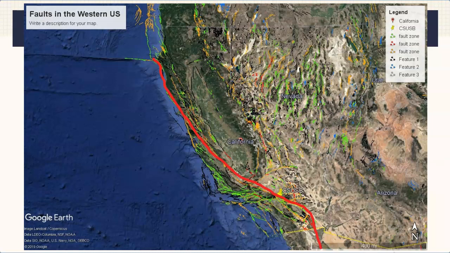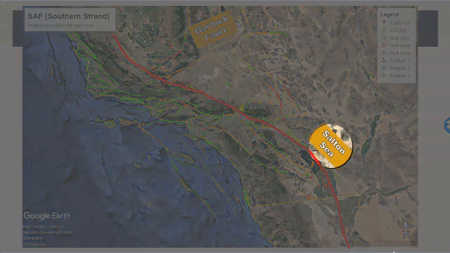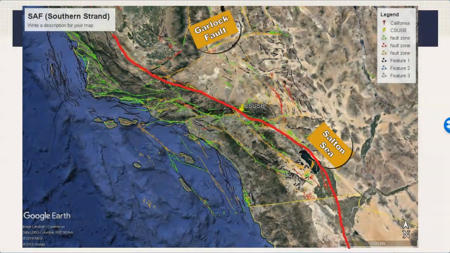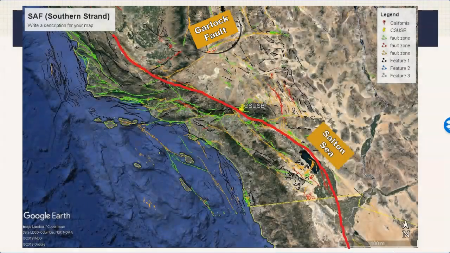There are no volcanoes that form at this type of plate boundary, but there certainly are earthquakes. Here is a close-up of the southern section of the San Andreas Fault. You see the Salton Sea to the south and the Garlock Fault to the north. The Garlock Fault marks the northern boundary of the Mojave Desert. The San Andreas Fault actually ends at the Salton Sea, but the boundary between the Pacific Plate and the North American Plate extends south into the Gulf of California, also known as the Sea of Cortez.